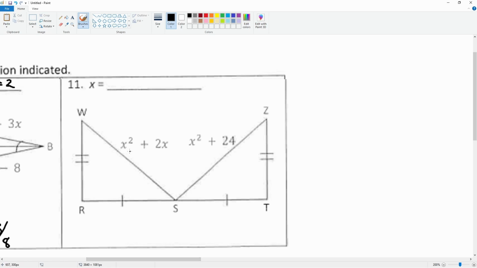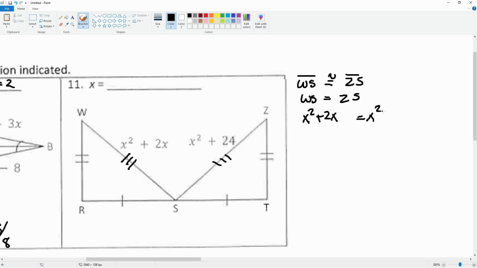Next, let's take a look at this one. x squared plus 2x. This side is going to be congruent to this side. So we have line WS is congruent to line ZS. WS is equal to ZS. x squared plus 2x is equal to x squared plus 24. Notice you minus x squared to both sides. This cancels, so you get 2x is equal to 24. Divide by 2, divide by 2. x is equal to 12.